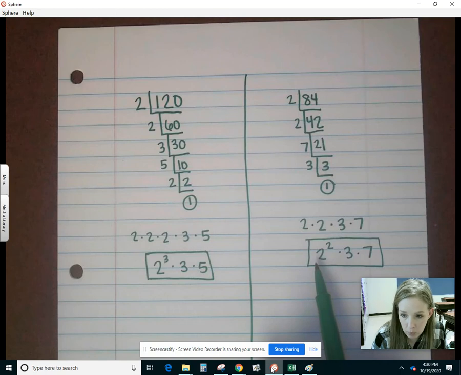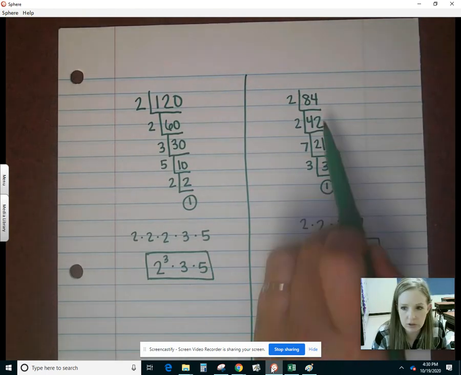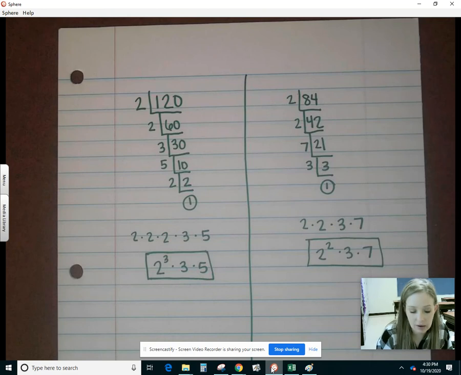2 to the second power is 4. 4 times 3 is 12. And 12 times 7 is 84, which is what we started with. Okay, so that's how you do prime factorization with upside down division.